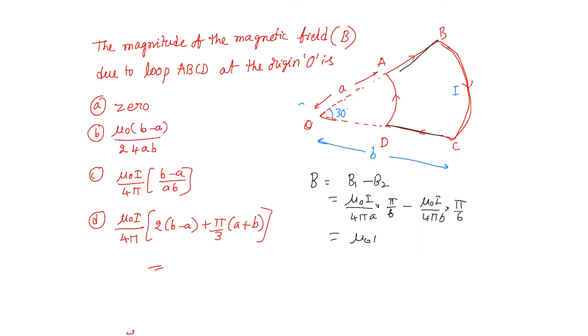So mu naught I by 4 pi. Here pi gets cancelled, or else you can keep it like that. So pi by 6 will get cancelled there. Mu naught I by 24, 1 by A minus 1 by B. So mu naught I by 24 AB, into B minus A. So option B is correct.